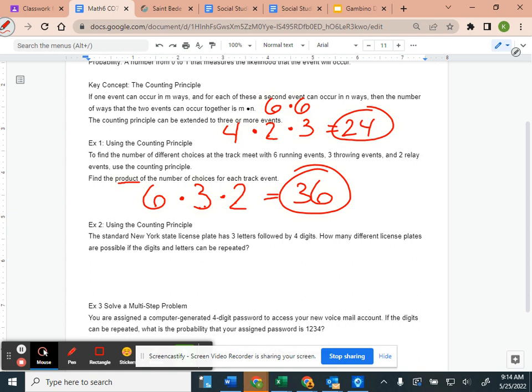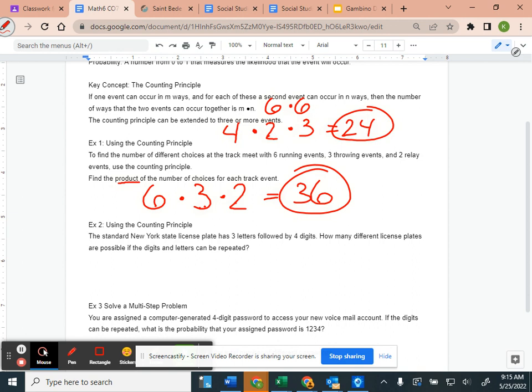Another example, the standard New York State license plate has 3 letters followed by 4 digits. How many different license plates are possible if the digits and letters can be repeated? What numbers are you allowed to use? So, think about a license plate. What numbers are on a license plate? 0, 1, 2, 3, 4, 5, 6, 7, 8, 9.